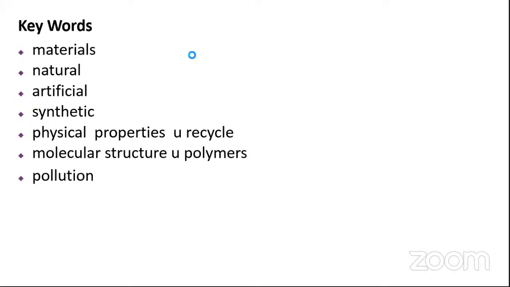Then lastly, we can have Gloria. Gloria Subi. Natural is anything that comes from earth that is not made by humans. Anything that comes from earth that is not made by humans. Okay, thank you.